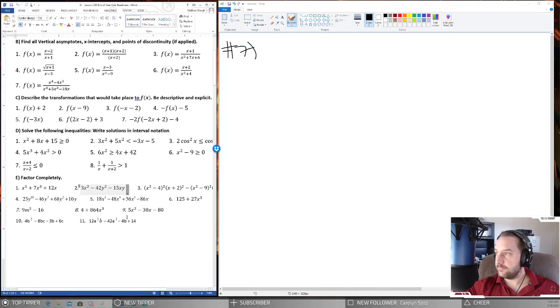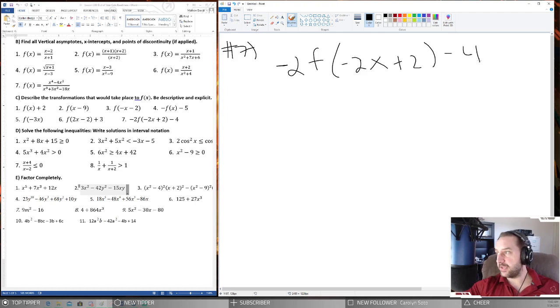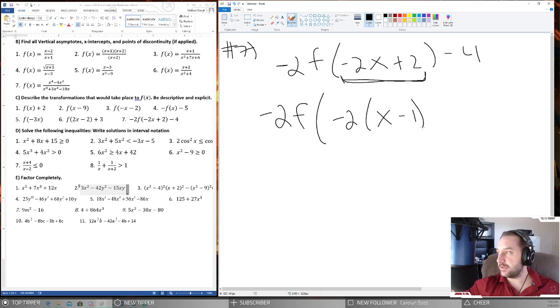Okay, so on number 7, negative 2f of negative 2x plus 2, minus 4. I said we have to do the formatting, so I'm going to write that as negative 2f, factor out that negative 2, and I get x minus 1, minus 4. I'm not going to explicitly write them out, I'm just going to talk about it as I go. Here, that negative is a reflection over the x-axis.